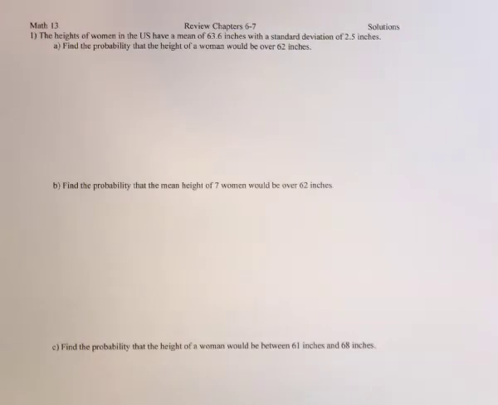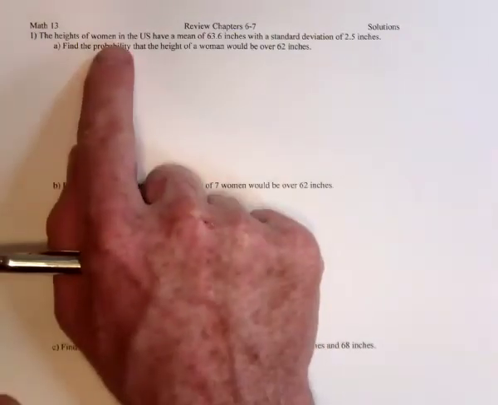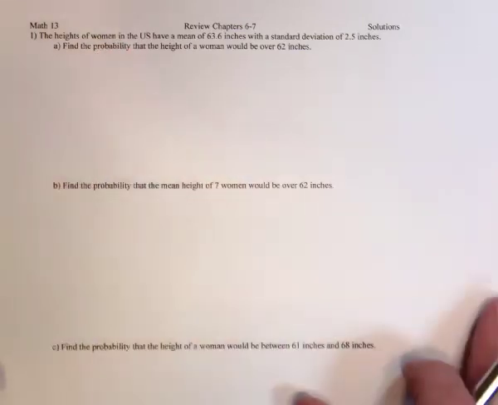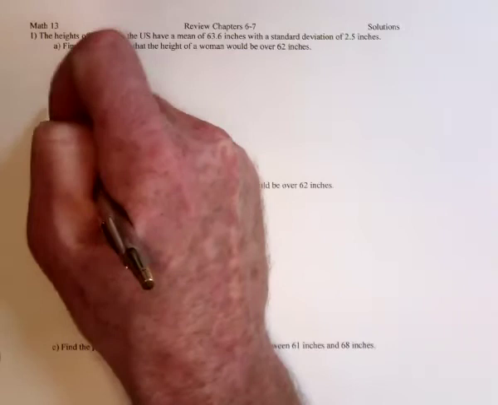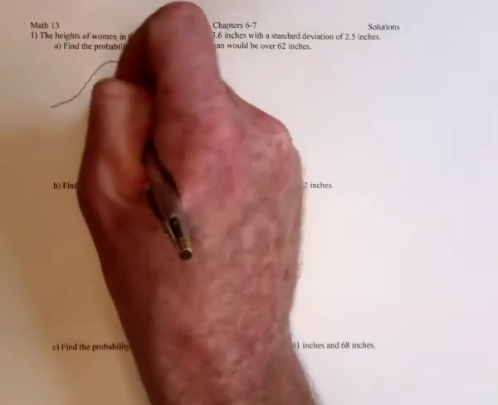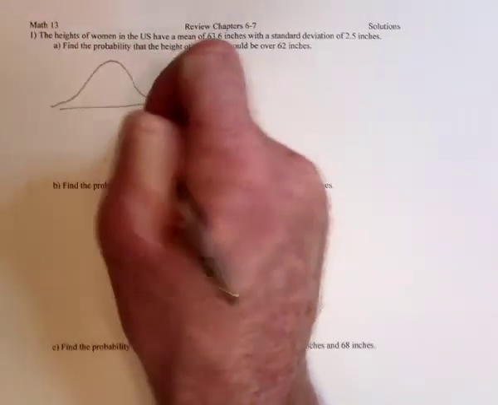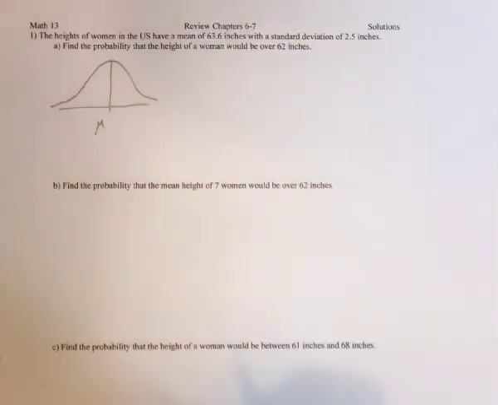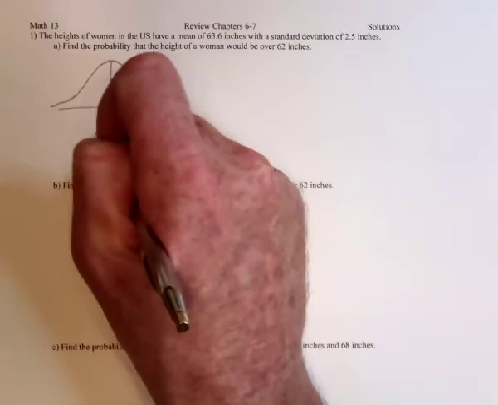The heights of women in the United States have a normal distribution. I neglected to say that in this problem, but that's what these chapters are all about. So we've got to assume there's a normal distribution so that we can use the bell-shaped curve. In the middle would be the mean, which is given to be 63.6.